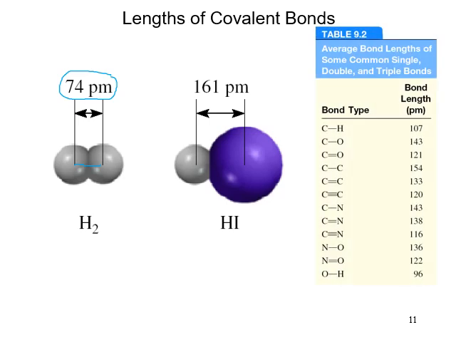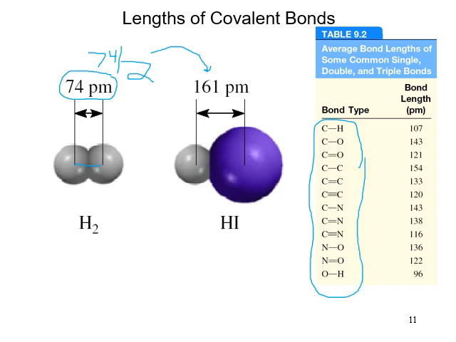So this 161 picometers, if you looked at 161 minus 74 divided by 2, which is the radius for hydrogen, you could figure out what the radius of an iodine atom is. So these bond lengths here have been determined by looking at compounds of all of these elements with all different other elements. This bond length is an average bond length for all those compounds that were studied.